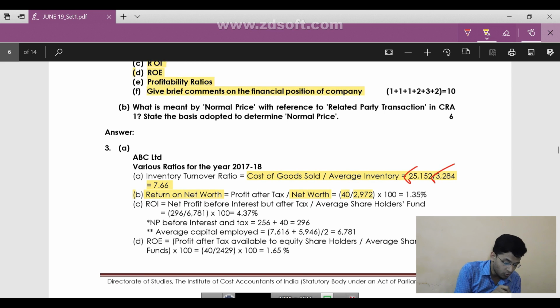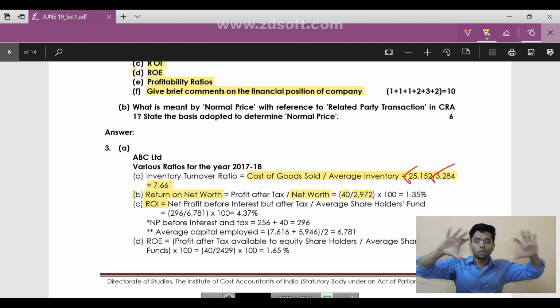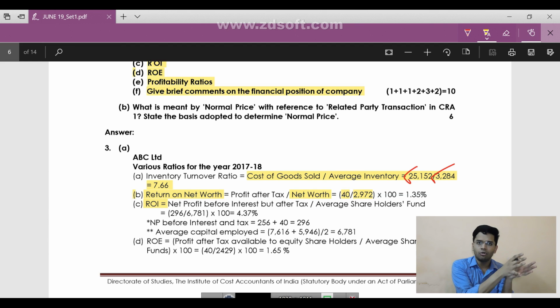Next ratio which we are trying to compute is return on investment. Now comes the point where we will be taking total investment by the shareholders and the debenture or the debt holders, and we divide by their return. So in this case, the profit to be used is not profit after tax, it is net profit before interest but after tax. Makes a lot of sense. When you are including debentures in the denominator, then you have to include the income which has arisen on debentures or the debt in the numerator as well.